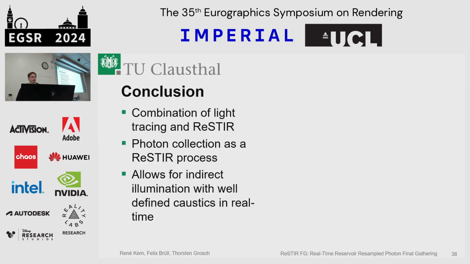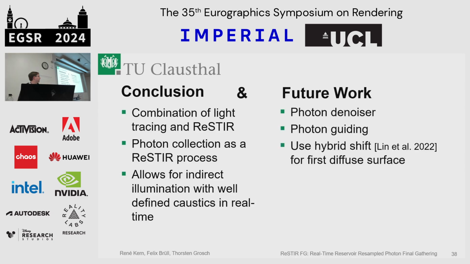So in conclusion, we introduced a combination of light tracing and ReSTIR. It also introduced photon collection as a ReSTIR process, and this allows for complete indirect illumination in real time with well-defined caustics. For future work, one could develop a photon denoiser, as most denoisers are specialized on high frequency noise. A photon denoiser would then work on these low frequency photon blobs, which could especially improve the quality of the caustics.